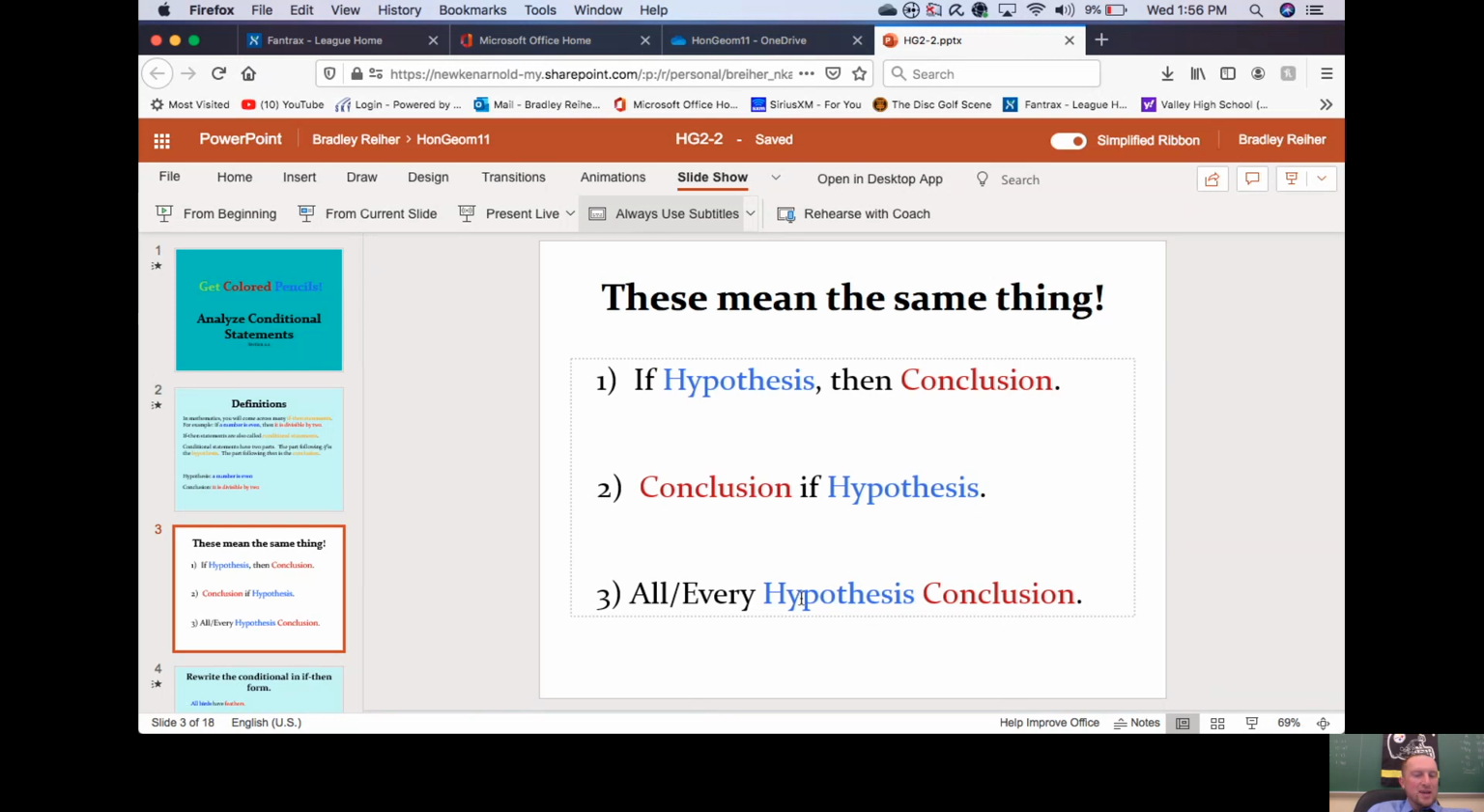You could also take the word if and then out altogether. You could use words like all or every, state the hypothesis, state the conclusion. There's no if, there's no then. This is probably the trickiest thing that we're going to look at in this whole section. Using this template will help you.